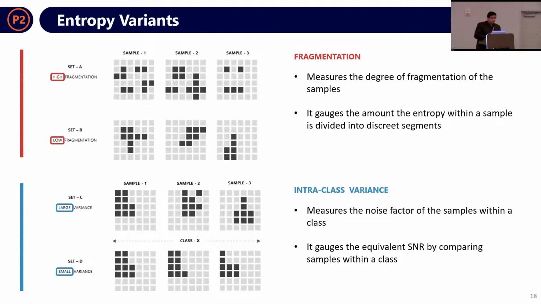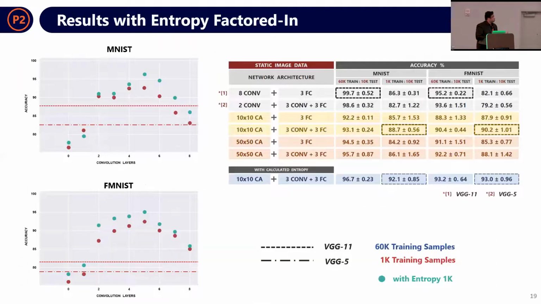There's also fragmentation, which tells us how fragmented and distributed these patterns are. And there's inter-class variance, which measures the variance between samples within a single class, telling us how much noise there is in a parameter space. When these are factored into the learning process, the AI can make a better decision, and the cellular automata can show significant improvement in performance. Well, it does not match state of the art for full performance, but it does really well comparatively, especially in low-shot learning scenarios.